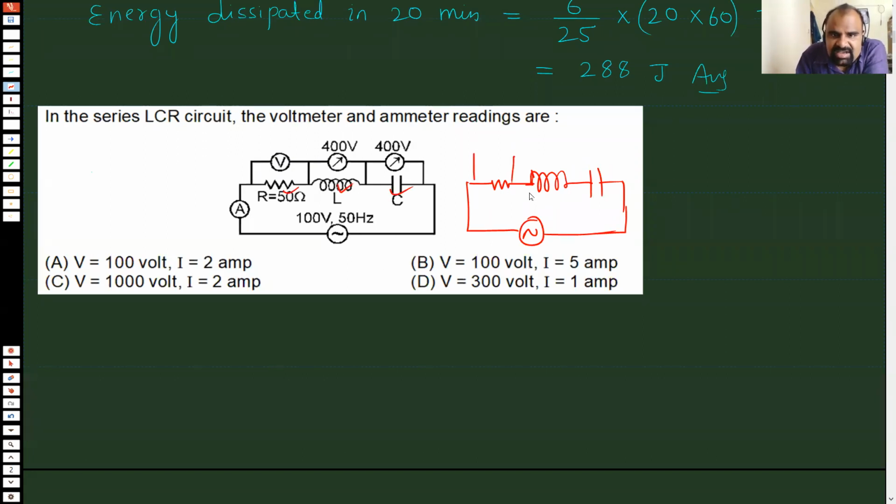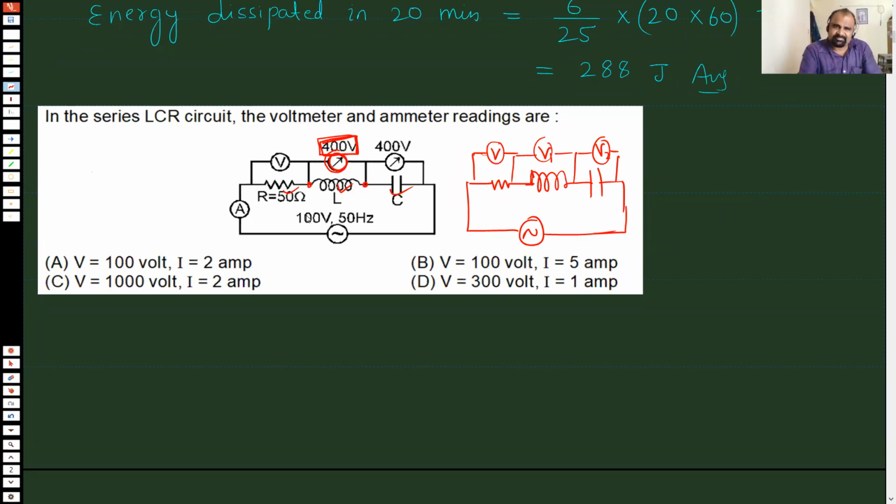What about these? These are simply voltmeters, connected to find the voltages. Voltages means potential difference. So this voltmeter measures, according to the question, a reading of 400 volt. So 400 volt is the potential difference between these 2 points. That means RMS potential difference, of course.